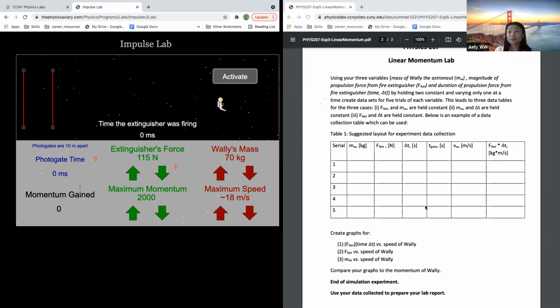Okay, so this is the first table. After you've done the first table, you plot a graph of momentum versus speed. Like I said, P equal to Ft, which is this momentum, right? P also equal to mv. So that means this graph will give you a linear graph. The slope will be m, because we know P equal to mv. If you plot P versus v, then the slope will be the mass of Wally. So this is the first graph.